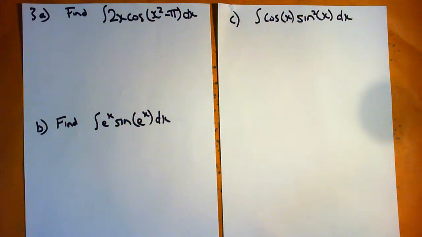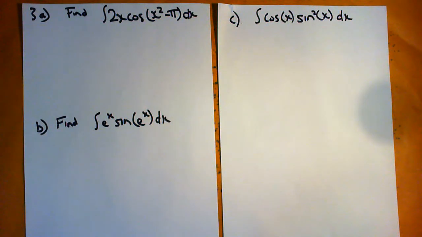Let's forget about the 2x for now. Notice that that is just the derivative of the bracket, the derivative of x squared minus pi. Look at cosine of x squared minus pi. If we were to differentiate that, we would do it by the chain rule, and your z would be x squared minus pi and y equals cosine of z. So that means that you've got x squared minus pi inside the cosine function. Cosine is therefore the outer function.